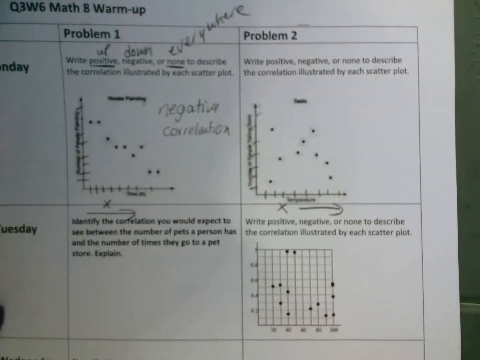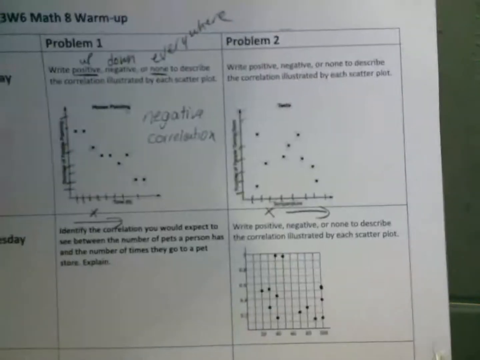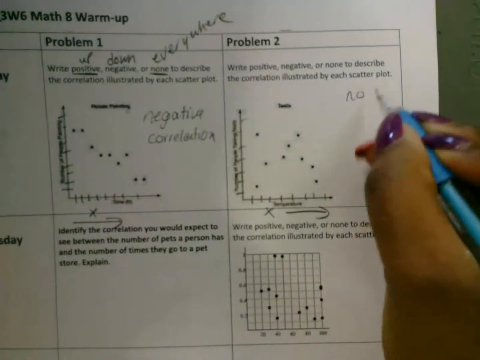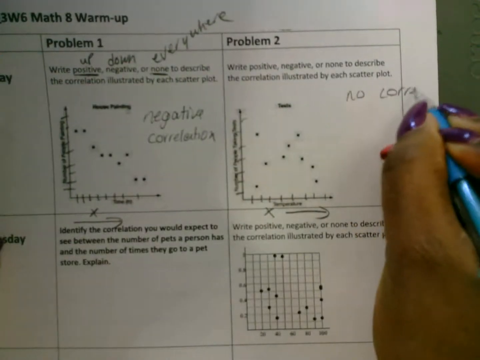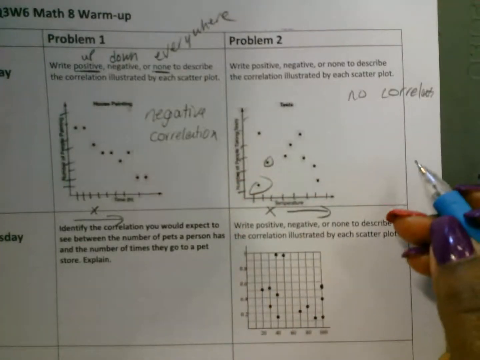Write your guesses as to what you think the second one would be. Okay, I'm gonna pause for the calls. All right, so let's look at it. I could see how you would say it's none, it's no correlation. However, you only have a couple that are outliers.